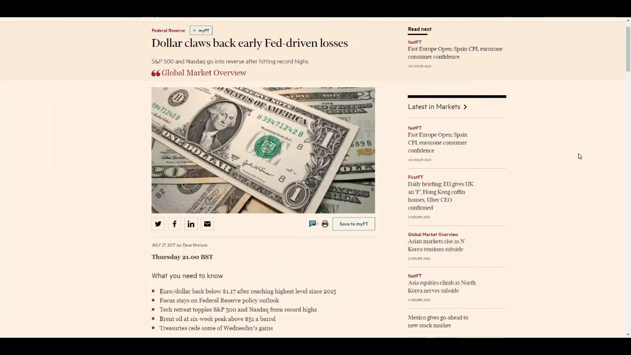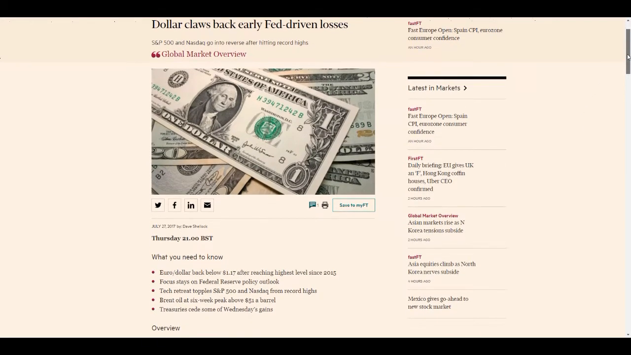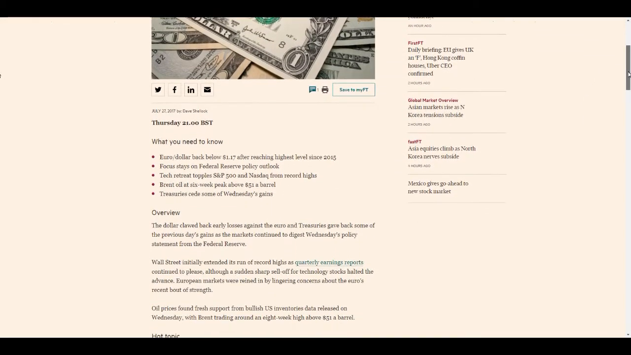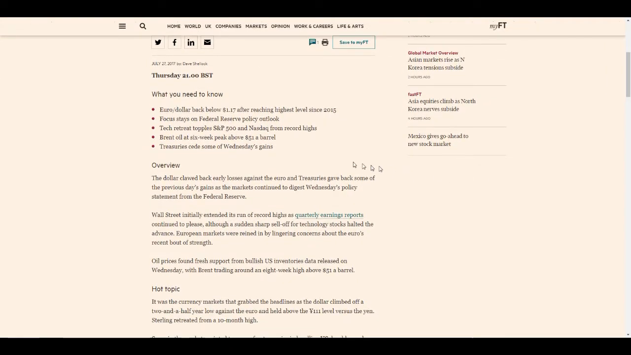The headline reads, "Dollar claws back early Fed-driven losses." It is the 27th of July, 21 o'clock, British summertime. Titles are: Euro-dollar back below $1.17 after reaching highest level since 2015. Focus stays on Federal Reserve policy outlook. Tech retreat topples S&P 500 and Nasdaq from record highs. Brent oil at 6-week peak above $51 a barrel. Treasuries cede some of the Wednesday gains.